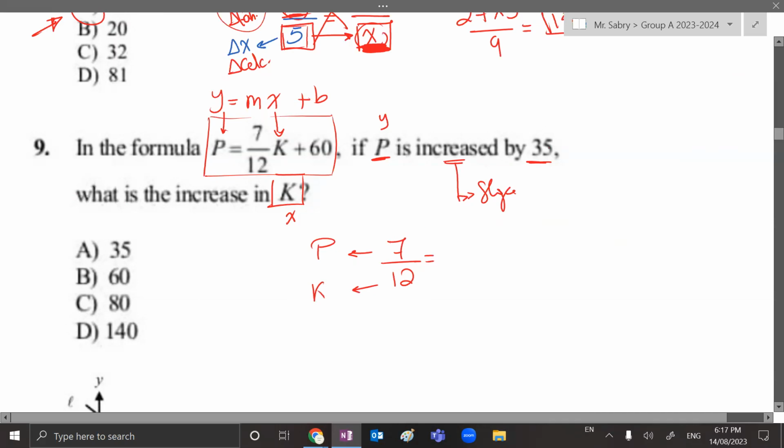This is supposed to be equal to, they want now P to be equal to 35. What would be the value of this? So I'll cross multiply. 12 times 35 divided by 7. This would give me the answer 60 right away. That's the answer.